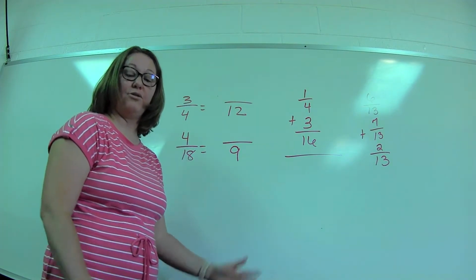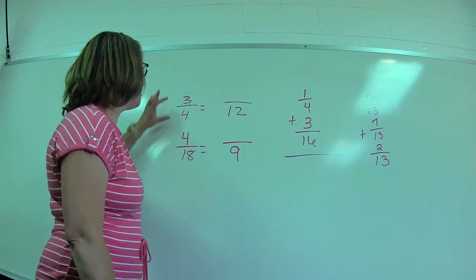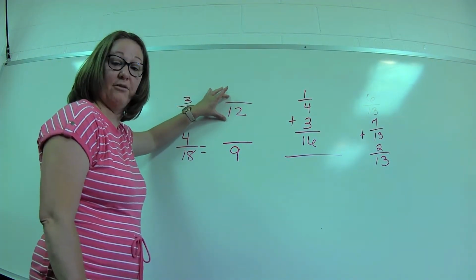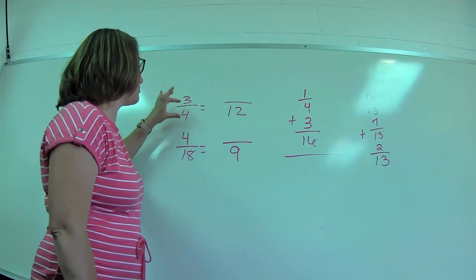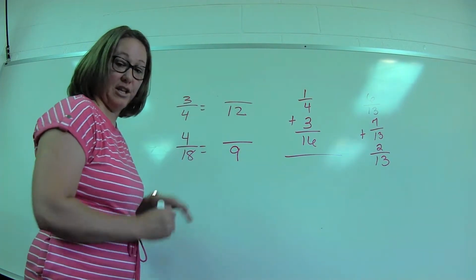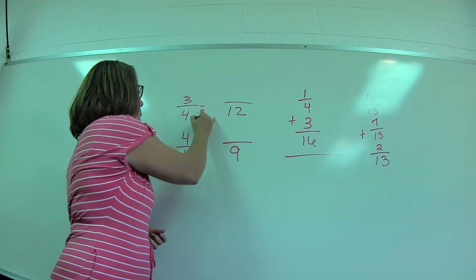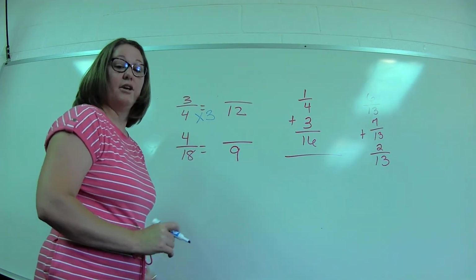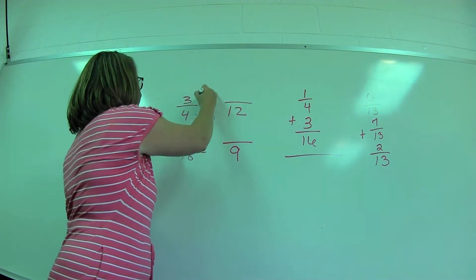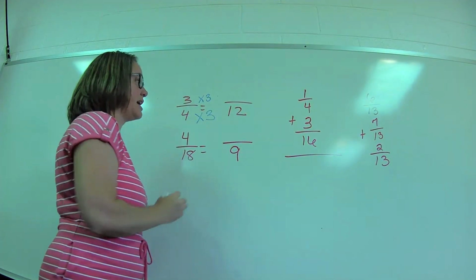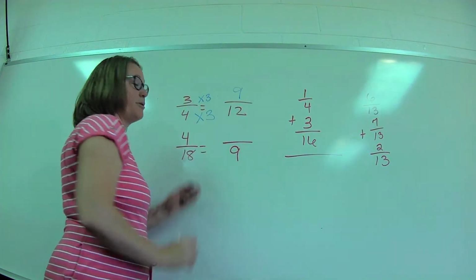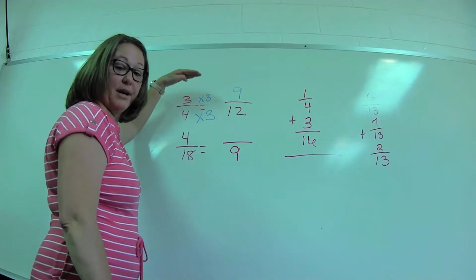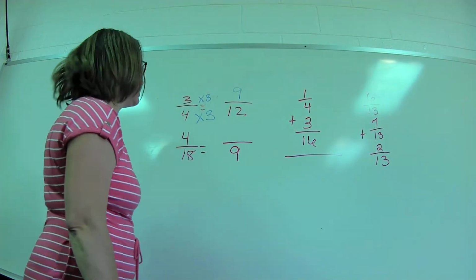So let's start with doing a few equivalent fractions. We have 3/4 and we want to change the denominator to 12. So I have to ask myself, how many times does 4 go into 12? It goes in 3 times, and so I'm going to multiply on this one because I'm making 4 larger. So 4 times 3 is 12. Now I have to do 3 times 3, which is 9. Remember, whatever you do to the denominator, you must do to the numerator. Whatever you do to the numerator, you must do to the denominator.